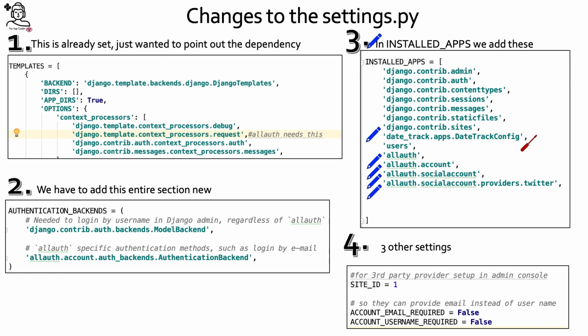django.contrib.auth.backends.ModelBackend is needed to log in by the user in Django admin. And this next one, allauth.account.auth_backends.AuthenticationBackend, is for allauth-specific authentication methods such as login by email.